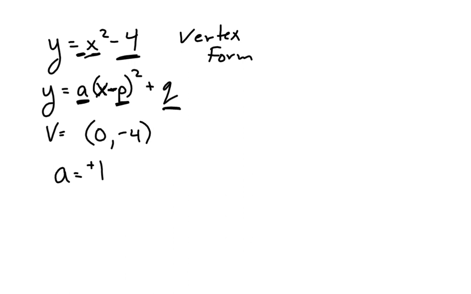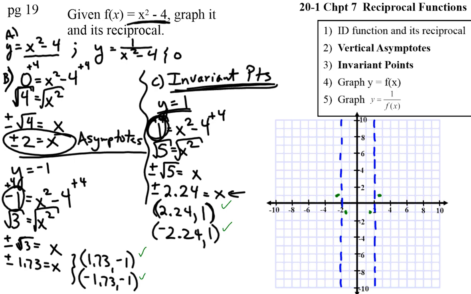So (0, -4) is the vertex, opening up. (0, -4) was my vertex for my y equals f(x) function, y equals x squared minus 4. It opens up, but the other thing I know is it has to pass through the invariant points. So I have those 4 points.